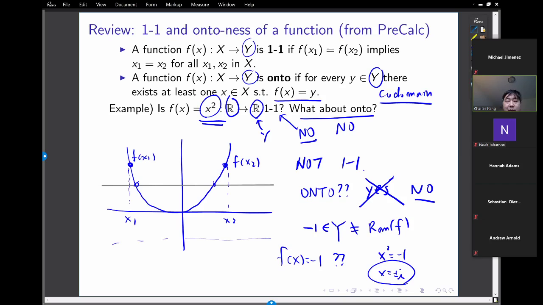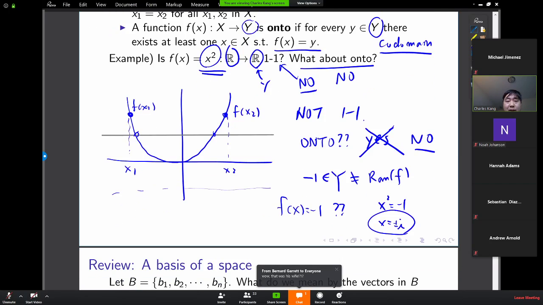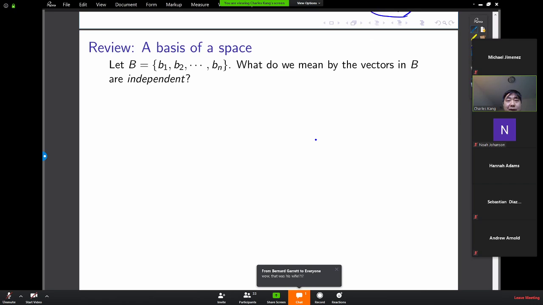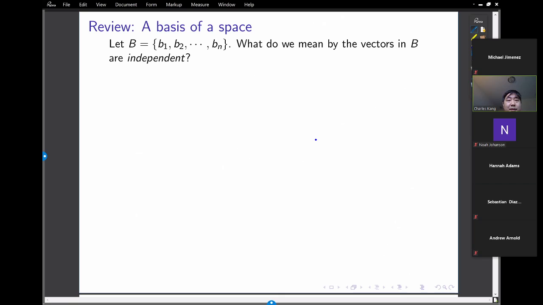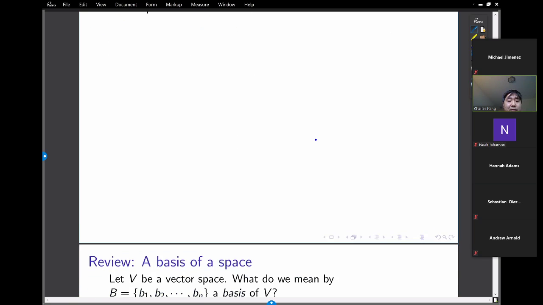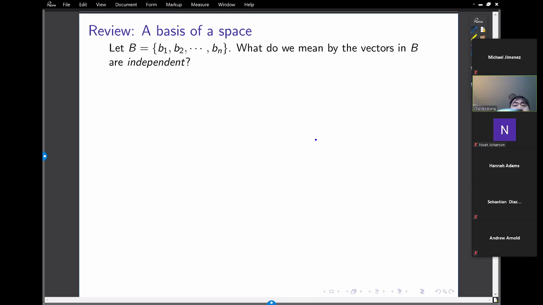So there'll be a question about linear independence on the next test, and then a basis of a space. Wait a sec, there is a typo here. Linear independence.